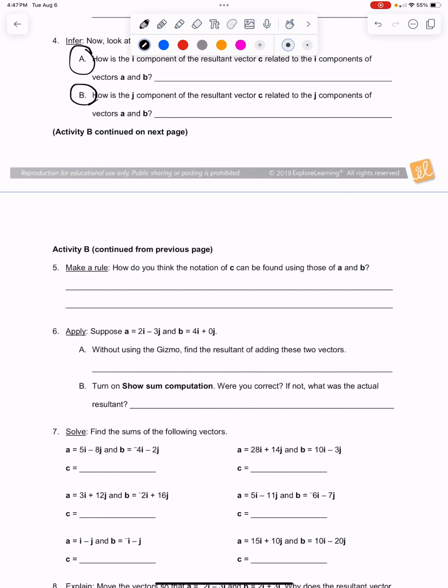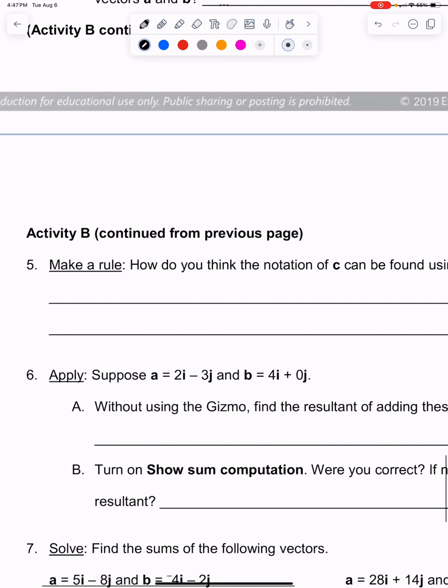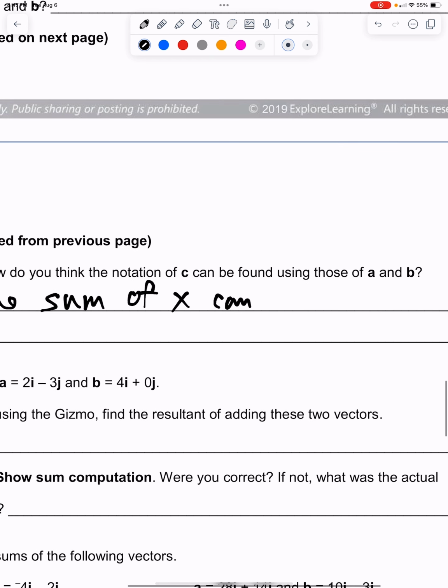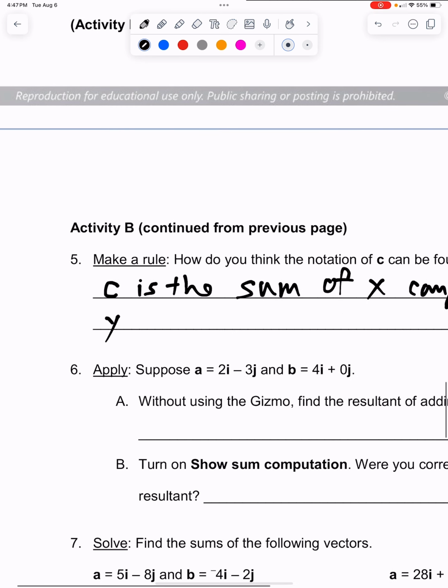Make a rule. How do you think the notation of C can be found using A and B? Well, C is the sum of the x components, that means the i, and the y components. That would be the j.